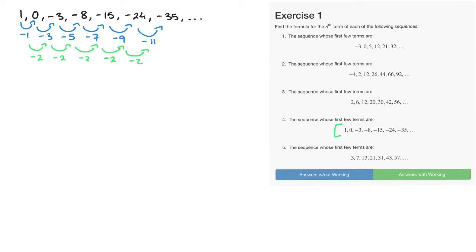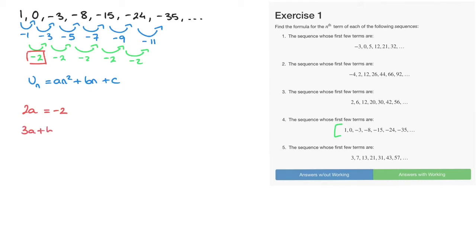Okay, so we can see that the second difference is always the same. That tells us that we're dealing with a quadratic sequence. It must therefore have a formula looking like an squared plus bn plus c. And now, to find the coefficients a, b, and c, we use the following. 2a must equal the second difference. So in this case, that would be 2a must equal -2.